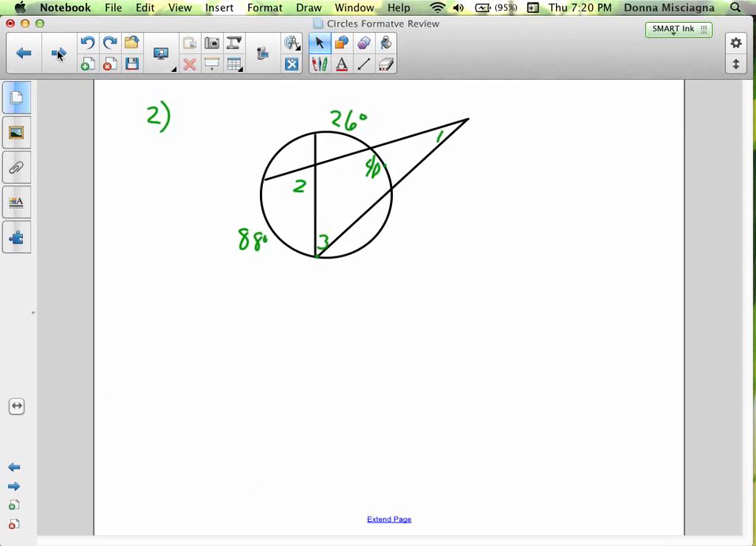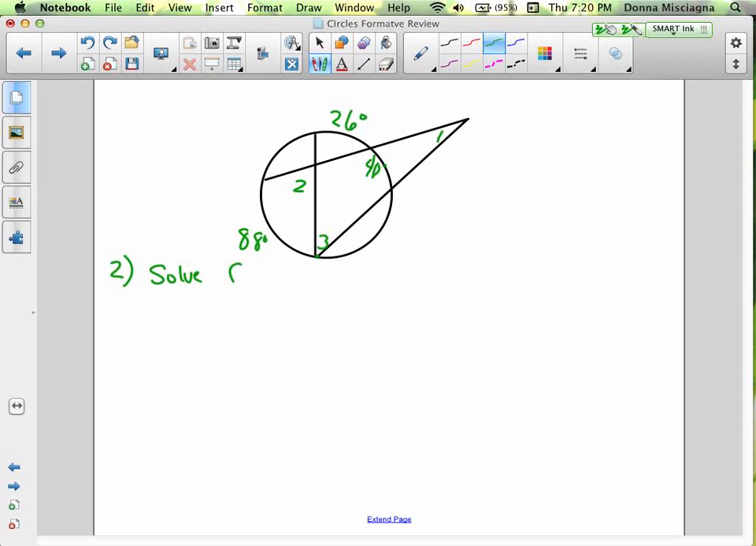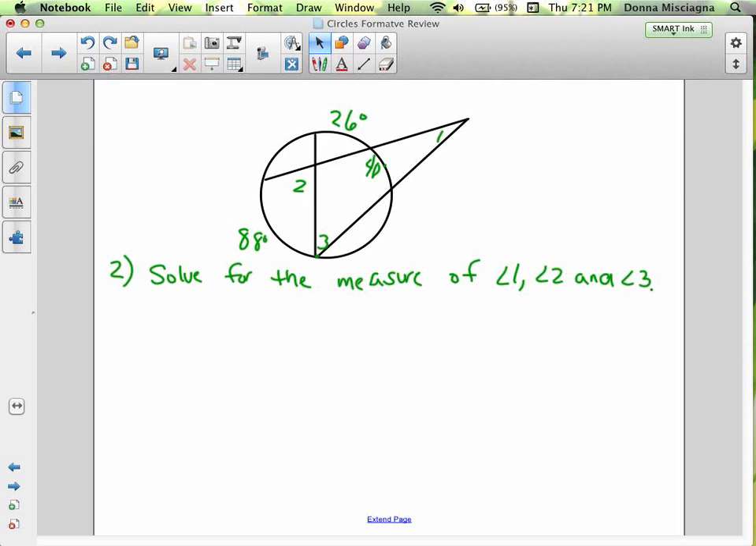All right, now this one, I forgot to write the question here. We want to solve for the measure of angle 1, angle 2, and angle 3. The most important thing is to do one problem at a time. It doesn't really matter which one you start with. It doesn't matter if you start with angle 1, angle 2, or angle 3. Maybe we'll start with angle 1 just because that was the most recent thing we've learned.